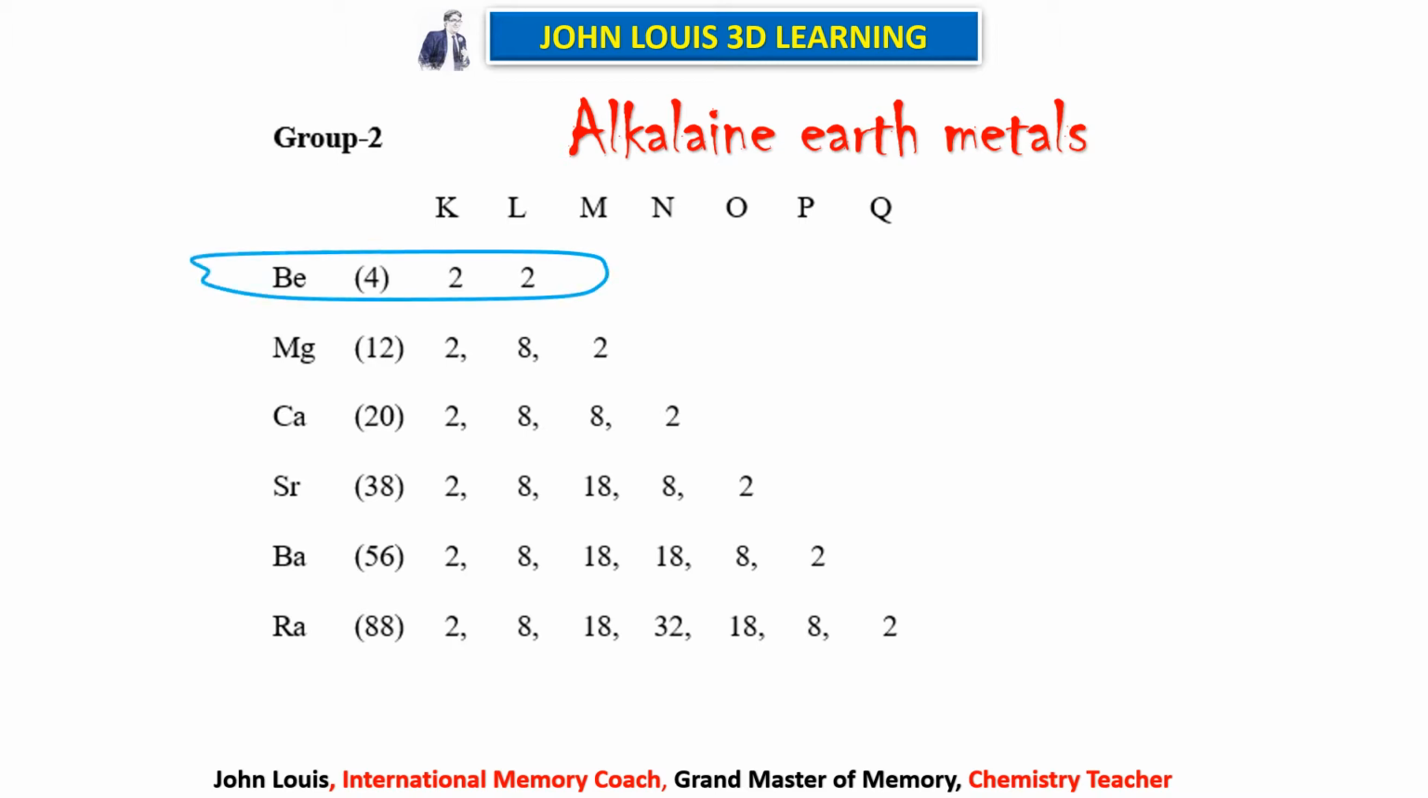Beryllium has 2 electrons, so the outermost orbit has 2 electrons. If you remove that electron from the outermost orbit, the penultimate orbit becomes outermost. That will complete its duplet, so 2 electrons will be filled up. What about the rest of the elements?